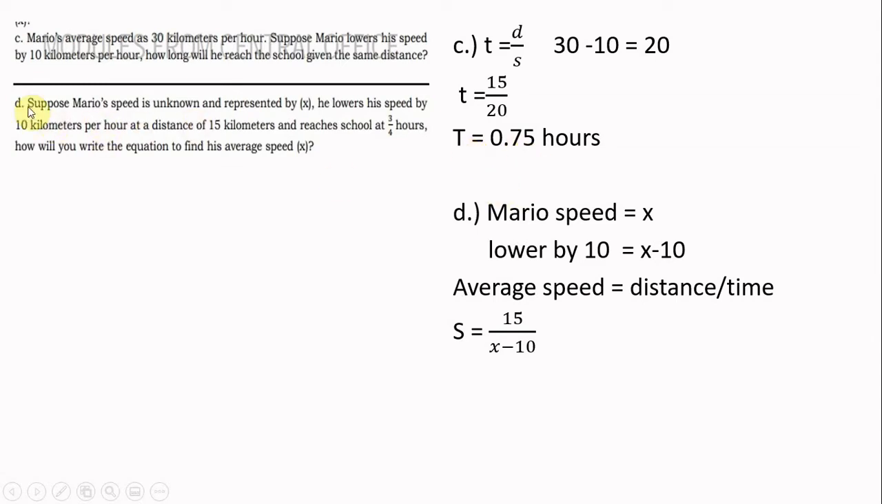Okay. Now, the third is, suppose Mario's speed is unknown and represented by x. He lowers his speed by 10 kilometers per hour at a distance of 15 kilometers and reaches school in 3/4 hours. How will you write the equation to find his average speed? Okay, so Mario's speed is x, and when he lowers it by 10, that's x minus 10. So average speed is equal to distance over time. So average speed or speed is equal to 15, the distance from his house to school, over, when he lowers his speed, that's x minus 10.